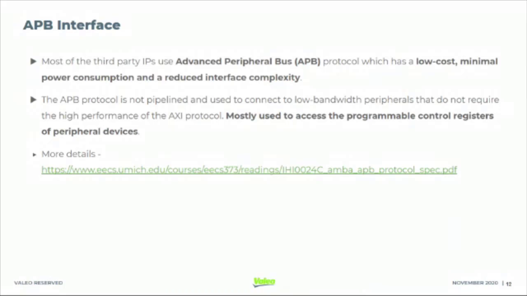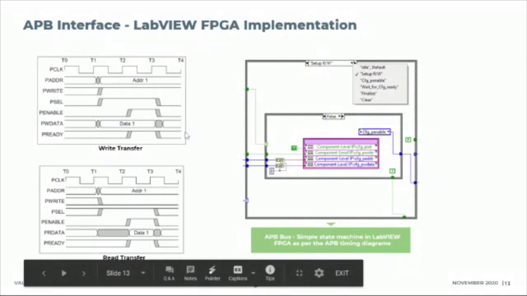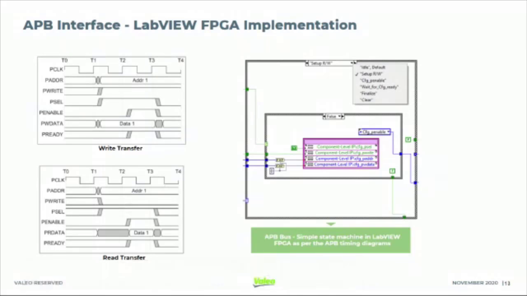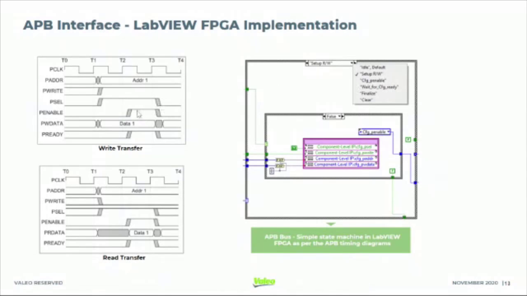How do we implement this APB? This is how we recently implemented the APB in our FPGA. The specifications tell us the states for write transfers and read transfers: how we write data to the control registers of the IP, and how we read the registers of the IP. It's a typical state machine. You can implement it like this, following these timing diagrams. I will not go into more detail, but that's how the implementation will look.